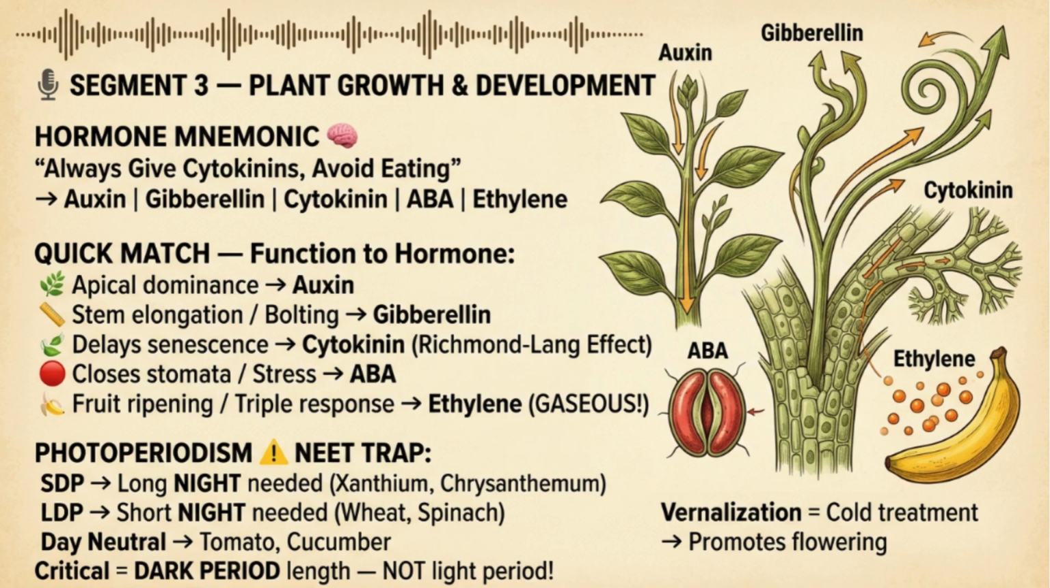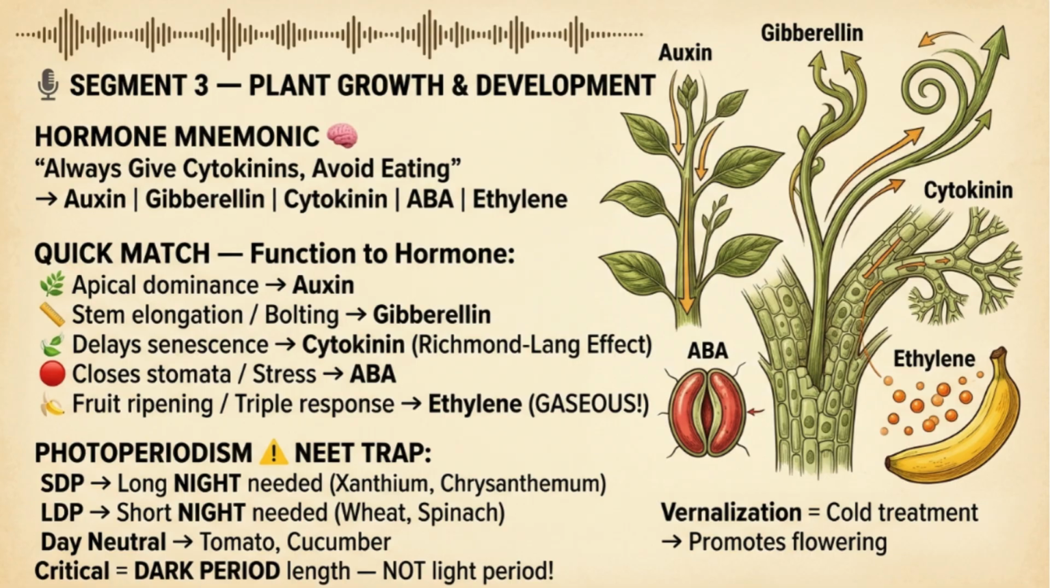Now the biggest trap in this chapter, photoperiodism. Short day plants require long nights, not short days. NEET has directly tested whether it is the length of the light or dark period that matters. The answer is always the dark period. A single brief flash of light during the critical dark period can prevent flowering in short day plants.